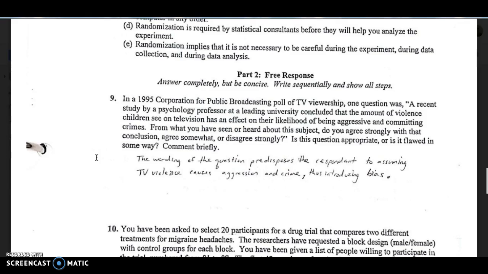Comment briefly. So pretty much what they want you to see here is they're leading you into feeling that violence as a kid that you see on TV affects how aggressive and violent you're going to be later on in life. What that means is that the wording of the question predisposes the respondent, the person who's responding to the question, to assuming that TV violence causes aggression and crime, which is thus introducing bias into the situation.